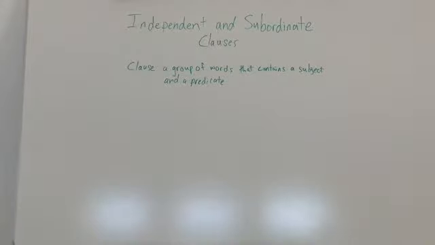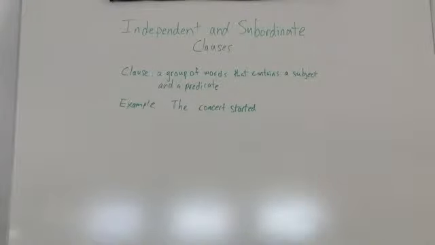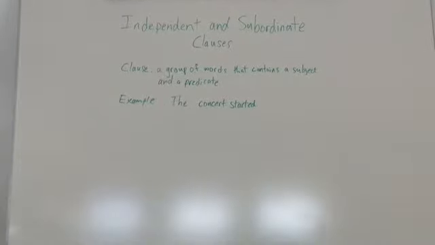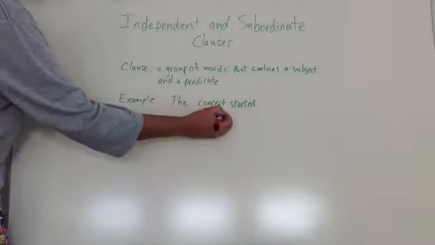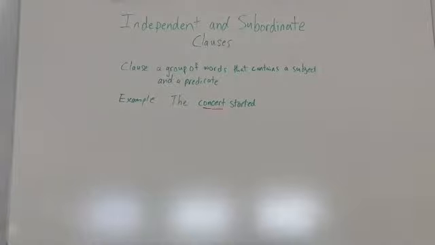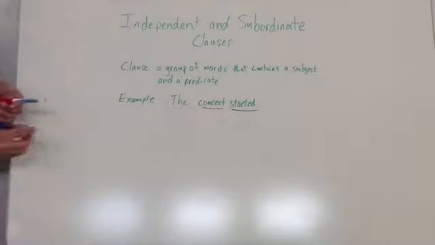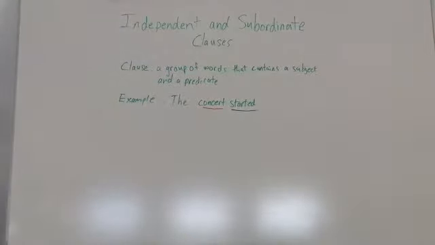An independent clause, also known as the main clause, can stand alone as a sentence because it expresses a complete thought. By itself, an independent clause is called a simple sentence, not a clause. For example, this sentence, the concert started. This is an independent clause as it contains the subject, the predicate, and expresses a complete thought and is a simple sentence.